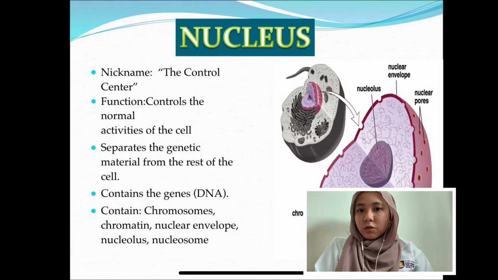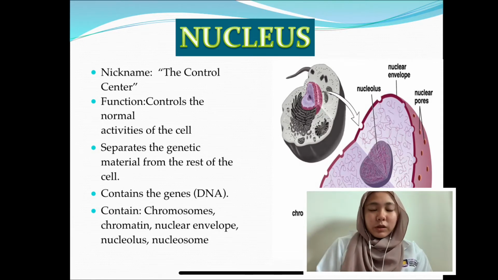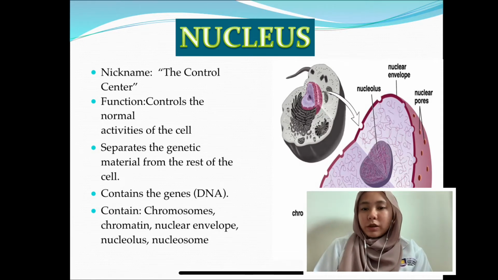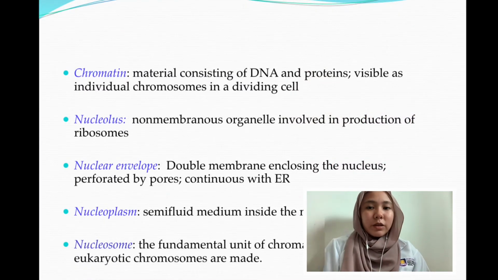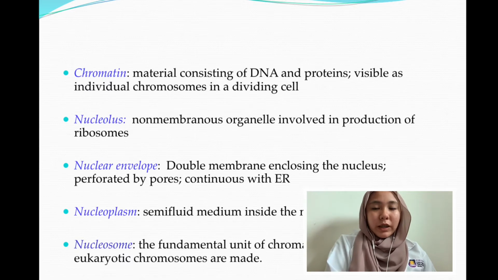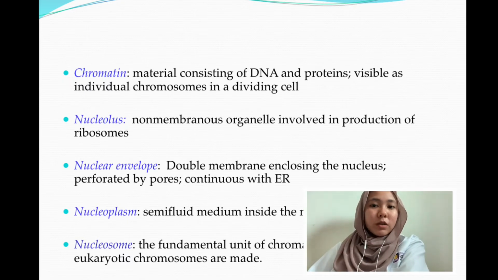Nucleus is also known as a control center, where they control the activities of the cell. It contains genes, which is DNA. They also contain chromosomes, chromatin, nuclear envelope, nucleolus, and nucleosome. Here are some things that are contained in the nucleus and their functions. Chromatin is a material consisting of DNA and proteins. Nucleolus is a non-membranous organelle that is involved in the production of ribosomes. Nuclear envelope is a double membrane enclosing the nucleus.